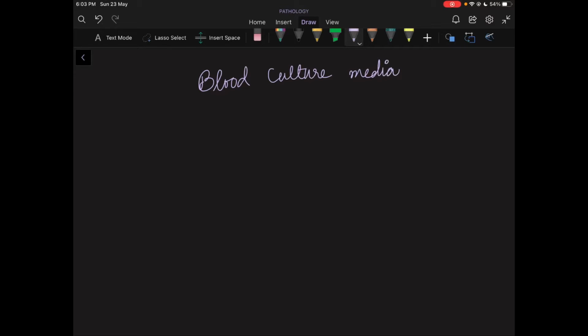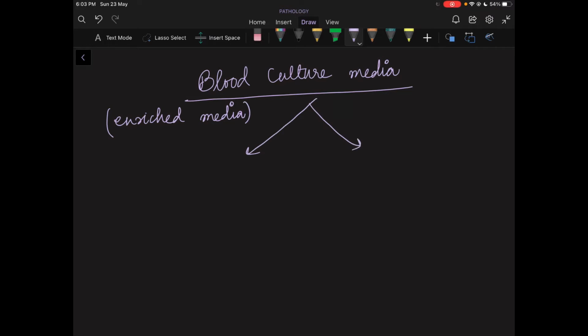So as we know, organisms in blood are present in very small quantities and they are fastidious. So we require an enriched media, and that is your blood culture media. And we have its subtypes: automated and conventional. Conventional requires manual work, right?